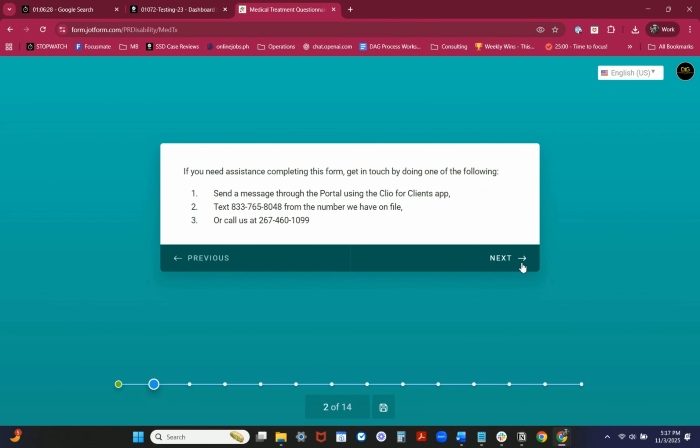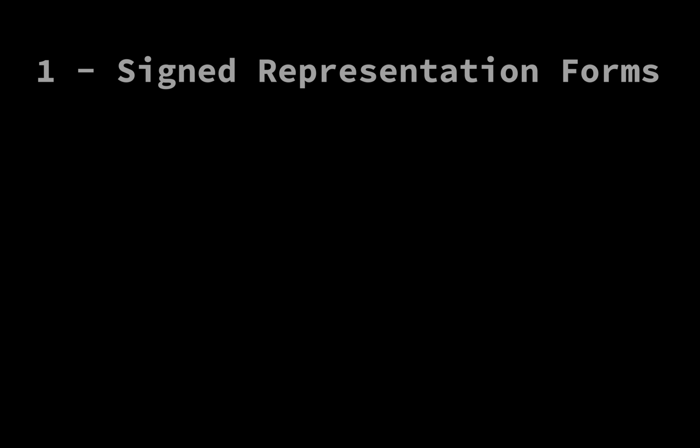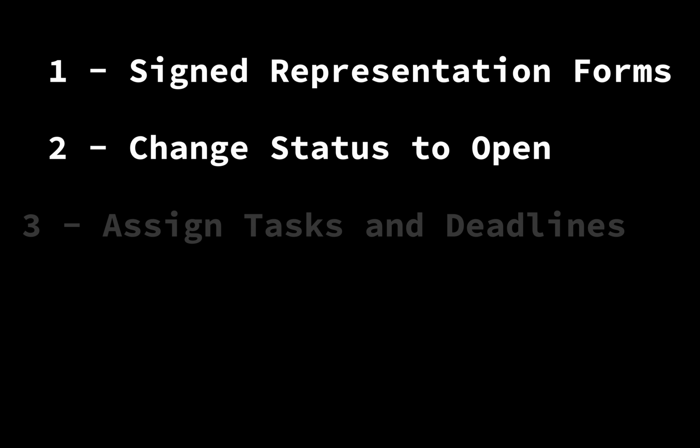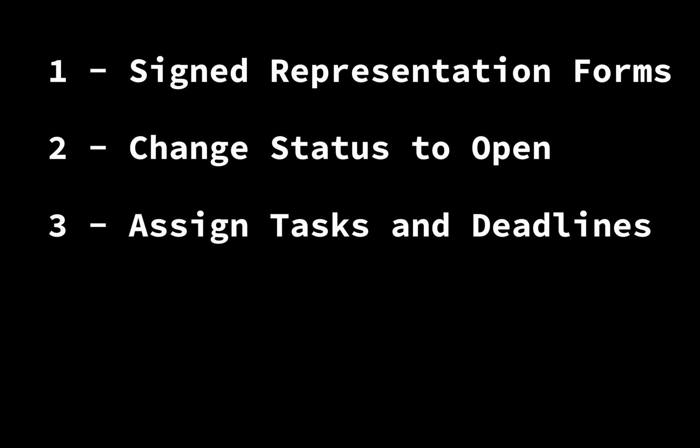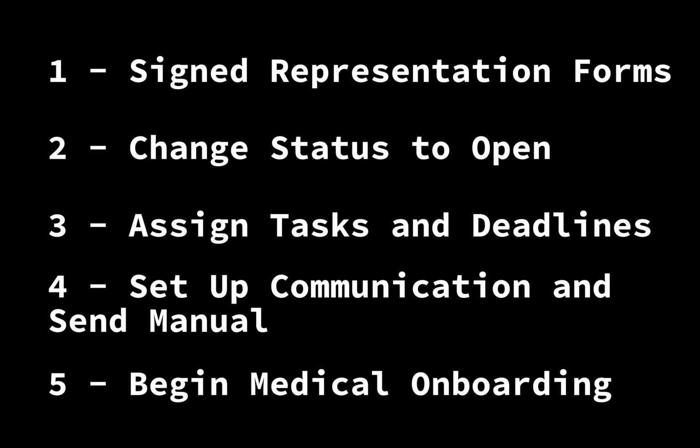In conclusion, to summarize, the new client onboarding process includes 5 main steps. First, send and obtain signed representation forms, including the fee agreement, 1696, authorizations, and any other document your firm requires. Second, update the case management system to mark the case as opened and verify any deadlines. Third, activate the correct workflow or task list for the case level, including initial application, reconsideration, ALJ hearing level, appeals counsel, or federal court. Fourth, establish secure client communication and send welcome materials.